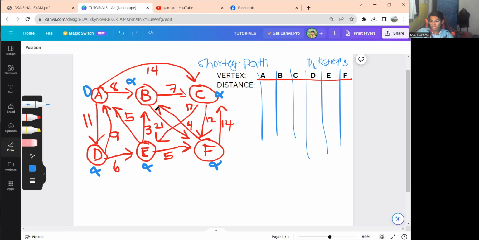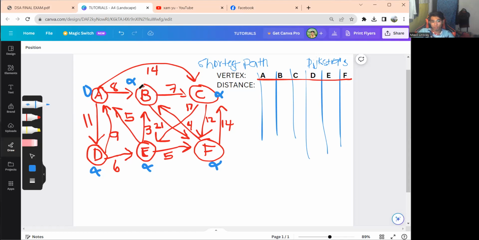Then we initialize the distances of all the vertices as infinite, except the source node, which is 0, the A. Since A is the root node, it is the starting point, so its value is 0. The other vertices will be relaxed, so just put infinite.